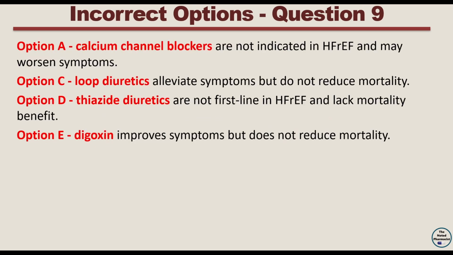Here is the explanation for incorrect options. Option A is incorrect because calcium channel blockers are not indicated in heart failure with reduced ejection fraction and may worsen symptoms. Option C is incorrect because loop diuretics alleviate symptoms but do not reduce mortality and may worsen symptoms. Option D is incorrect because thiazide diuretics are not first line in heart failure with reduced ejection fraction and lack mortality benefit. Option E is incorrect because digoxin improves symptoms but does not reduce mortality.